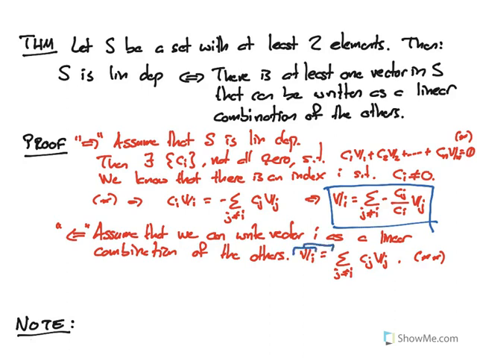So now what I'm going to do is I'll move Vi over to the right, and then I get that 0 is minus Vi plus the sum over j not equal to i of Cj Vj. So now I've formed a non-trivial linear combination of the vectors that all add up to 0. So we see that S is linearly dependent.